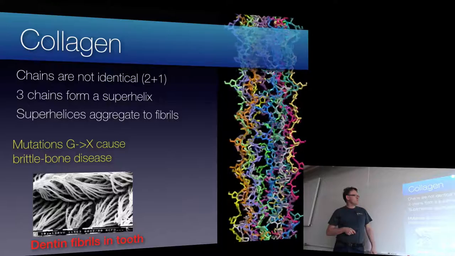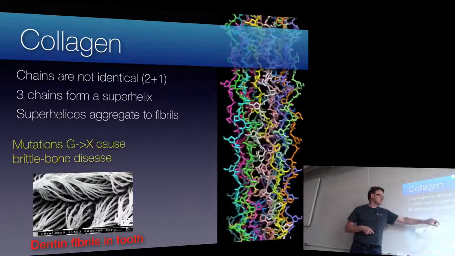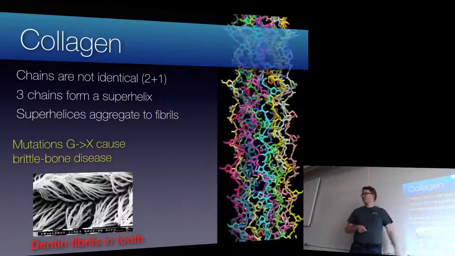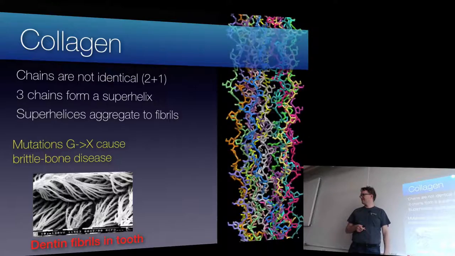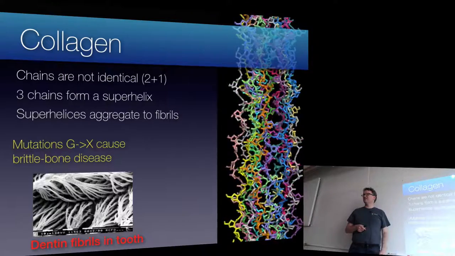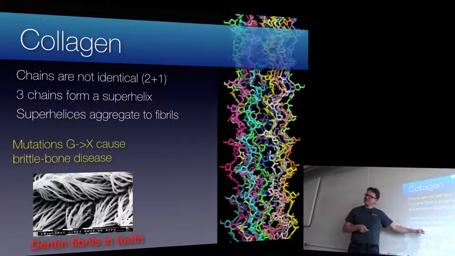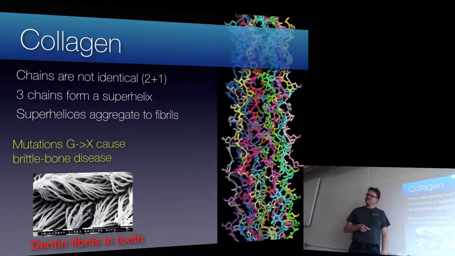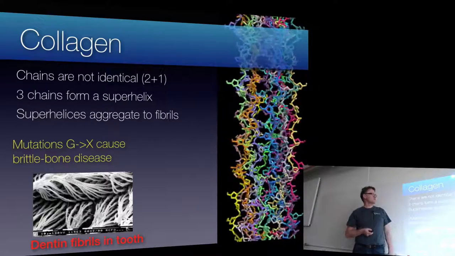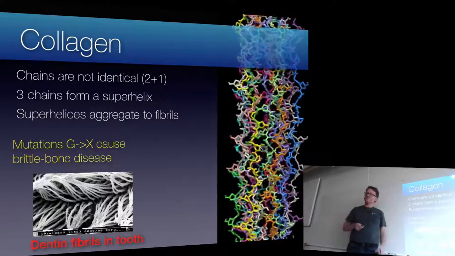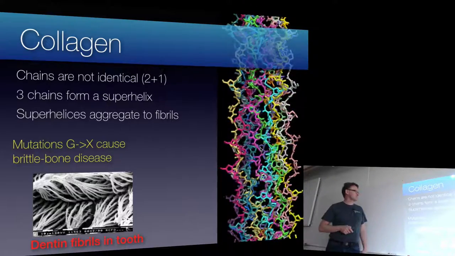So if you take one, you remember there was glycine, proline, proline. And if you take that glycine and mutate it to something else, it turns out that these chains are no longer going to be that stable. And then you can get brittle bone disease. So it's just a single mutation in the collagen genes, and due to that, they're no longer going to form stable structures. These structures are rigid. They don't undergo transformations or kinetics, folding, and all these fancy things we're going to look at later. But it doesn't mean that it's not important.